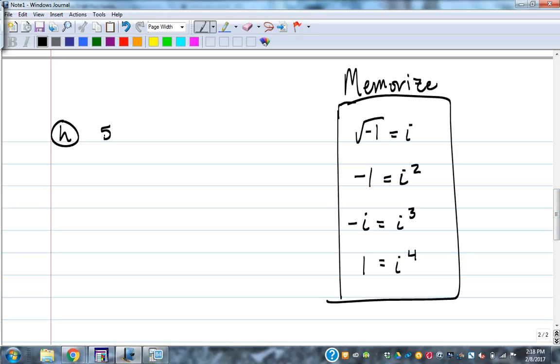Let's say we had something like 5i times 6 minus 7i. What property does that look like? Distributive property. It's not any different. So you're distributing 5i to 6 and 5i to 7i. So that's 30i minus 35i squared.